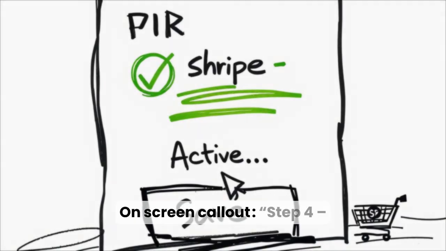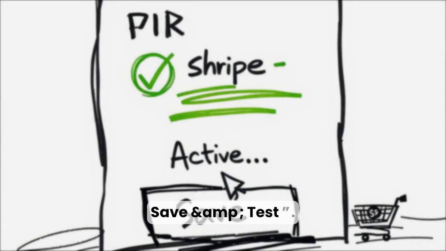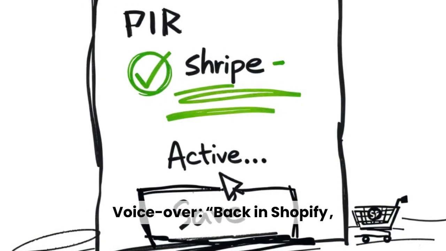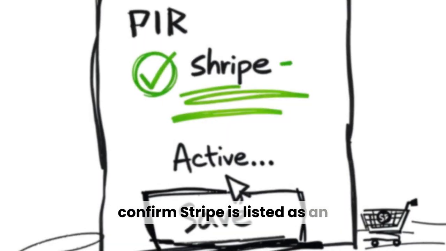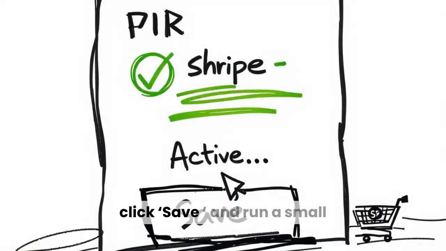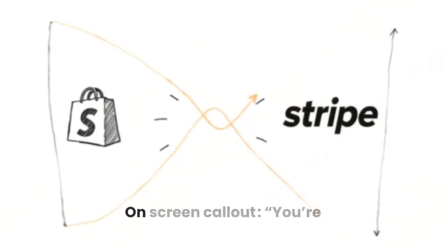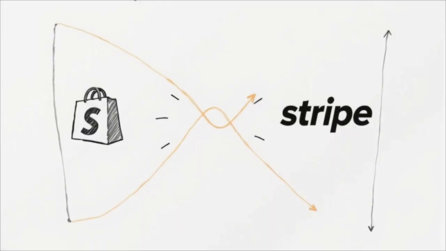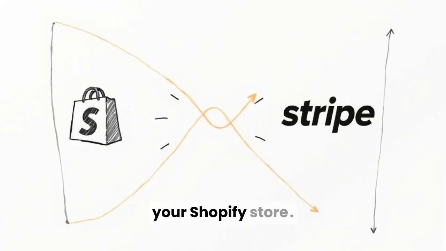Step 4, save and test. Back in Shopify, confirm Stripe is listed as an active payment method, then click Save and run a small test order. You're connected. That's it. Stripe is now connected to your Shopify store.